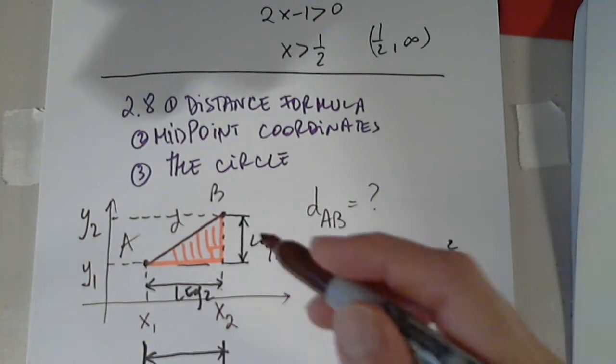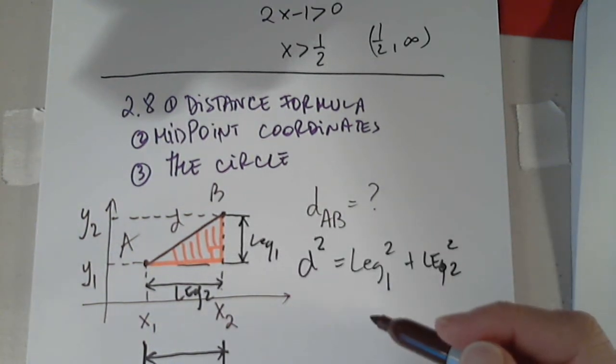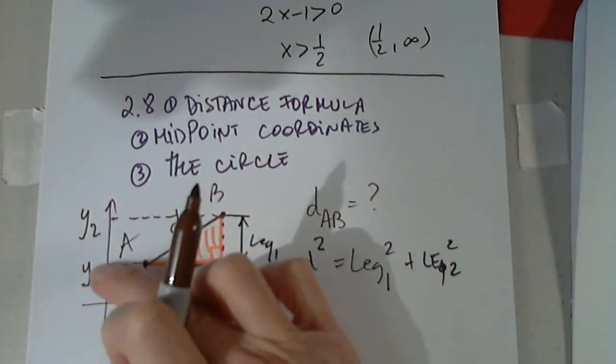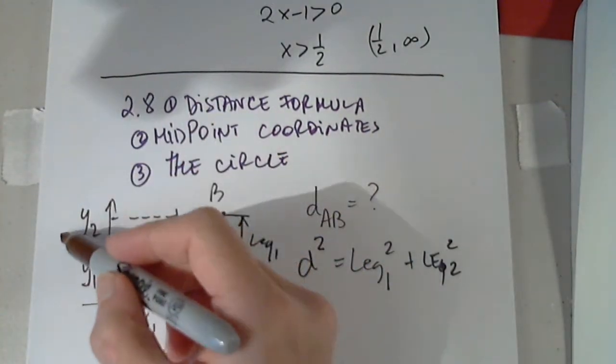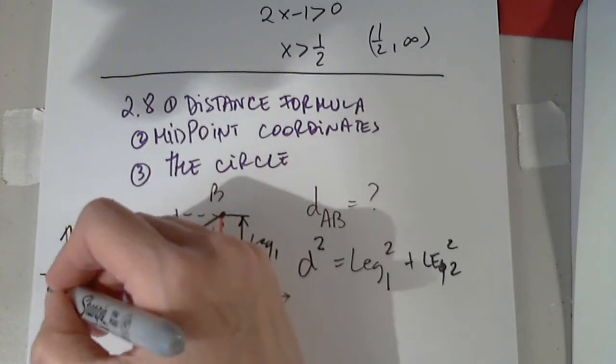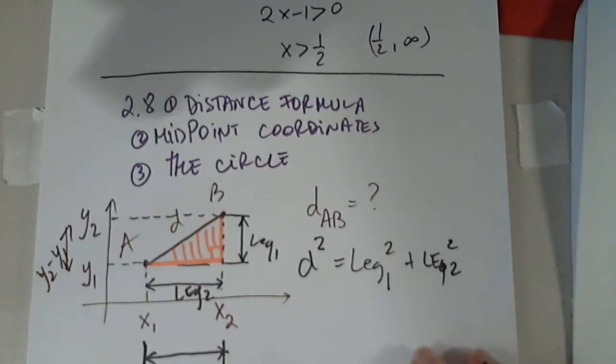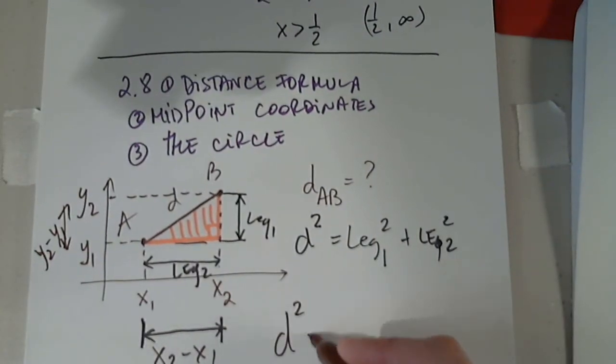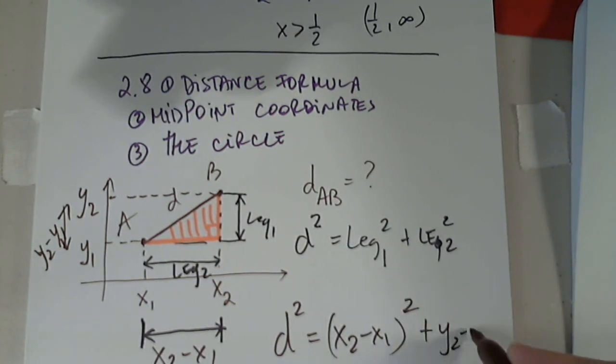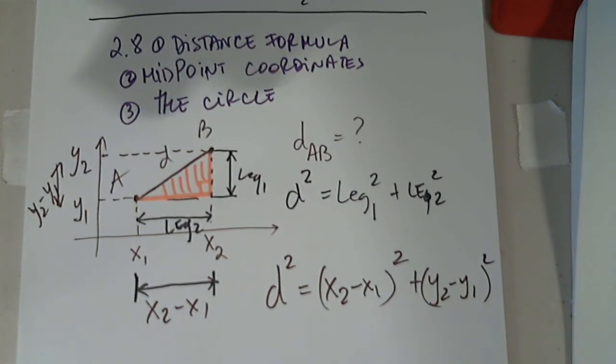What about this leg? What is the length of that one? y2 minus y1. Right, exactly. y2 minus y1 will give us this. I'm going to put it here. y2 minus y1. So I got the Pythagorean theorem that d squared equals x2 minus x1 squared plus y2 minus y1 squared.